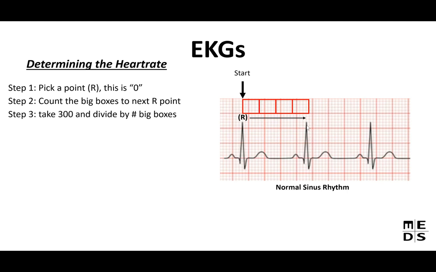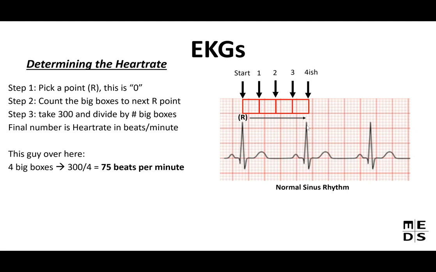Then you want to take the number 300 and divide it by the number of big boxes that you counted. So I'm going to go forward with the slide, sorry, I'm very tired, so you can see how many boxes you're actually going to select. So you're going to have 1, 2, 3, and then a little like 4-ish. It's not completely 4 boxes. It's a little bit less than that, but you can just essentially say that it's 4. So the final number is the heart rate in beats per minute. You take the 4 big boxes, and then 300 divided by that number is going to be 75 beats per minute.